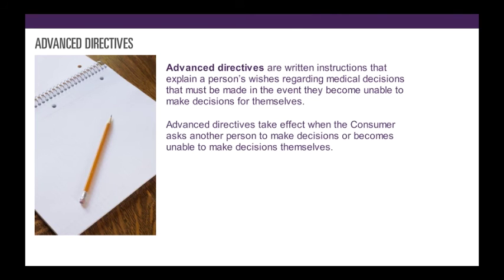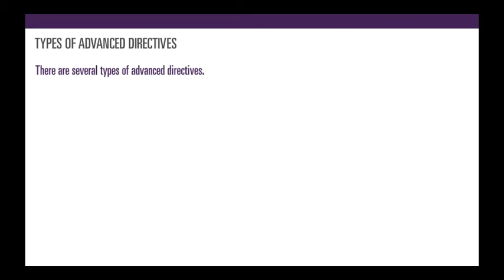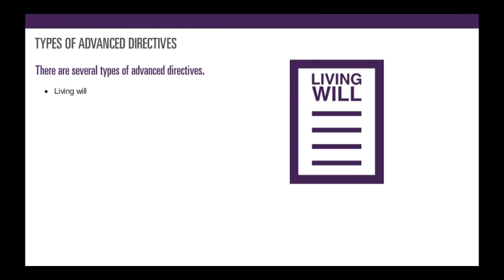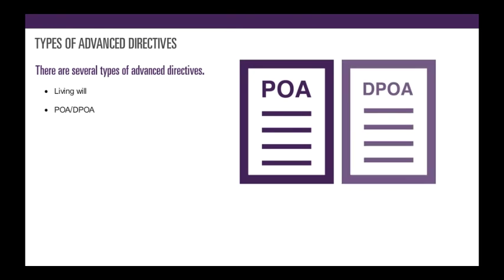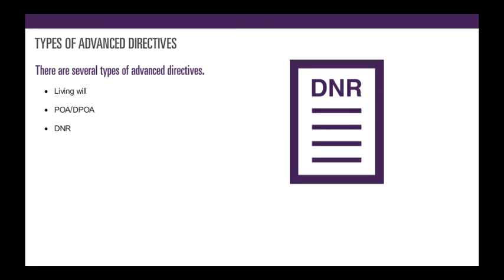Advanced directives take effect only when the consumer asks another person to make decisions or becomes unable to make decisions themselves. There are several types of advanced directives. There are living wills. There are power of attorney or durable power of attorney, known as POA or DPOA. There is also a do not resuscitate, or DNR. There is also a document called POLST. Next, you'll learn about each type.